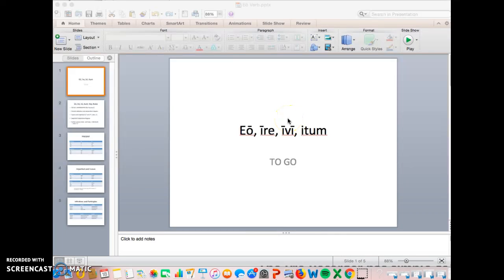All right, so today we're going to take a look at the irregular verb eo, ire, ii, itum. This verb means to go. Eo, I go; ire, to go; ii, I went, right? Irregular in English as well. And then itum, which we're not going to really get into a base translation of quite yet.